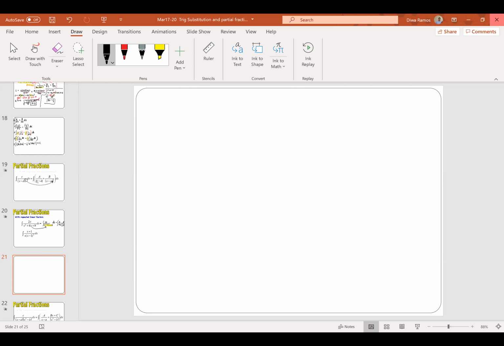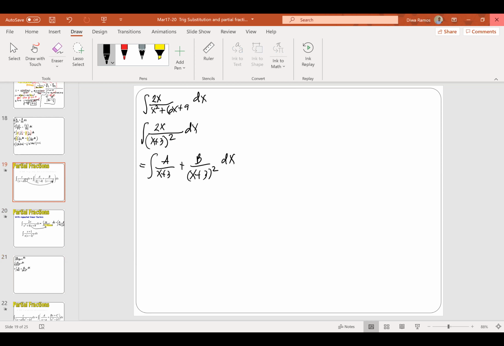Okay. So we have the integral of 2x over x squared plus 6x plus 9 dx. We can factor out the denominator as x plus 3 squared. It's a perfect square trinomial. And based on our rule, we can rewrite this as A over x plus 3 plus B over the duplicate factor x plus 3 squared, following this formula.